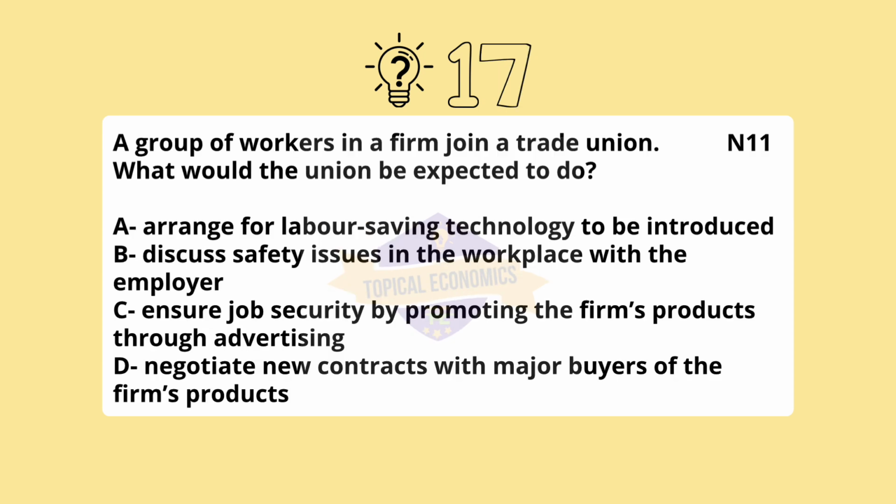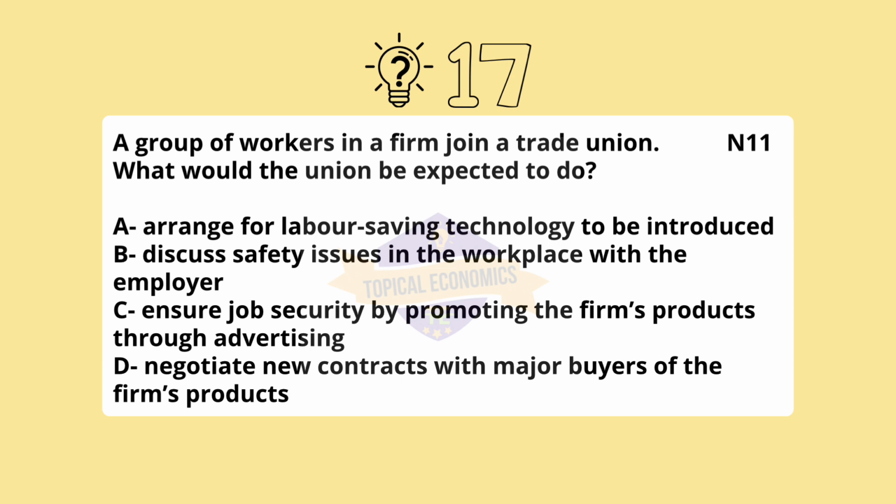Coming to question number 17, this is from November 2011. A group of workers in a firm join a trade union. What would the union be expected to do? Option A, arrange for labor-saving technology to be introduced. Option B, discuss safety issues in the workplace with the employer. Option C, ensure job security by promoting the firm's products through advertising. And option D, negotiate new contracts with major buyers of the firm's products.